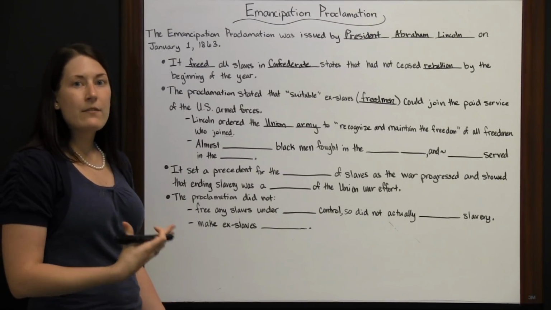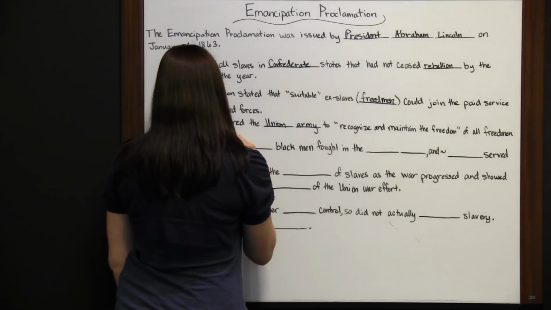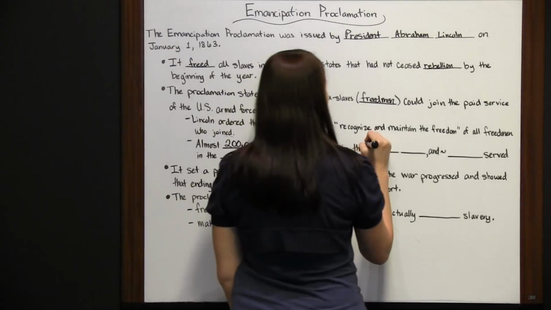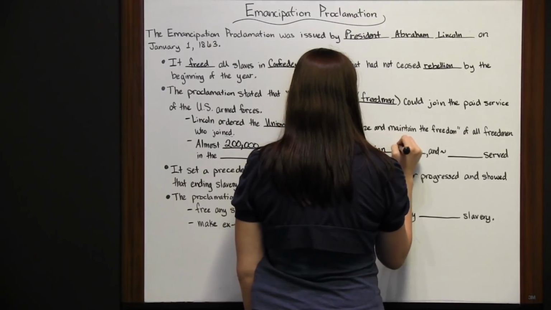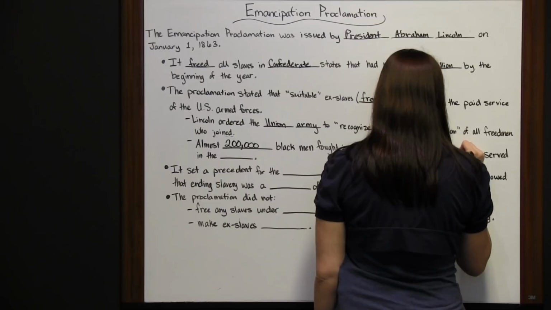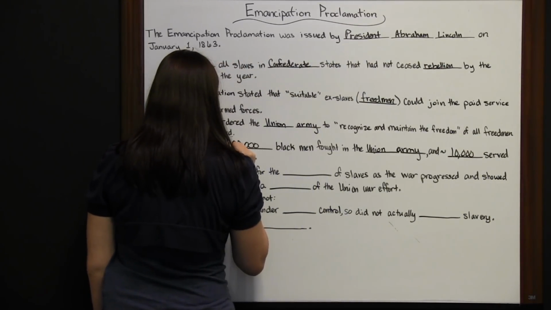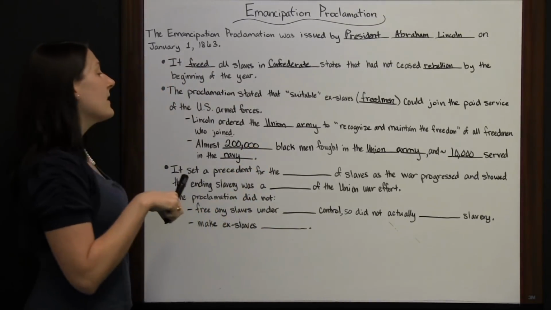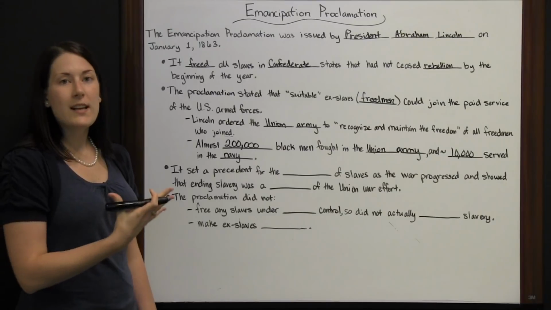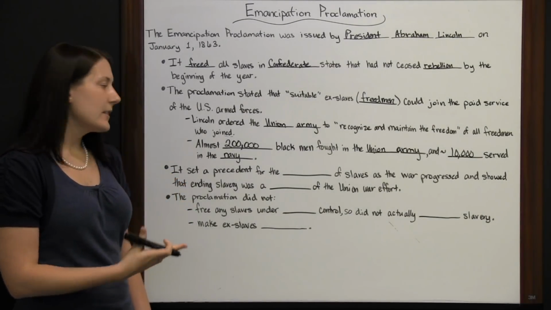And because Lincoln was freeing them and giving them the option to fight and be paid to do so, several of the freedmen did join the armed services. Almost 200,000 black men fought in the Union Army, and approximately 10,000 served in the Navy. So this added a lot to the number of soldiers and the size of the army that Lincoln commanded. So they really helped in the war effort.